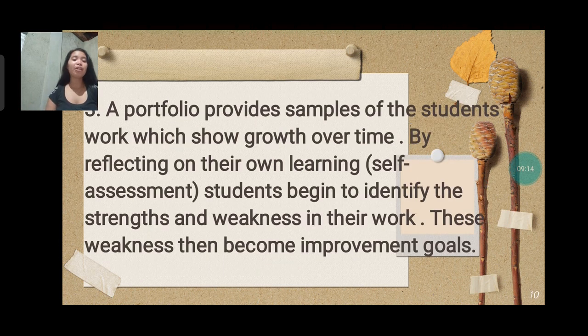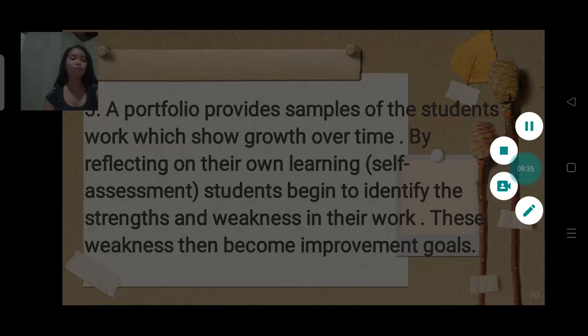And third, the third principle of portfolio: the portfolio provides samples of the students' work which show growth over time. By reflecting on their own learning or self-assessments, students begin to identify the strengths and weaknesses in their work. These weaknesses then become improvement goals.